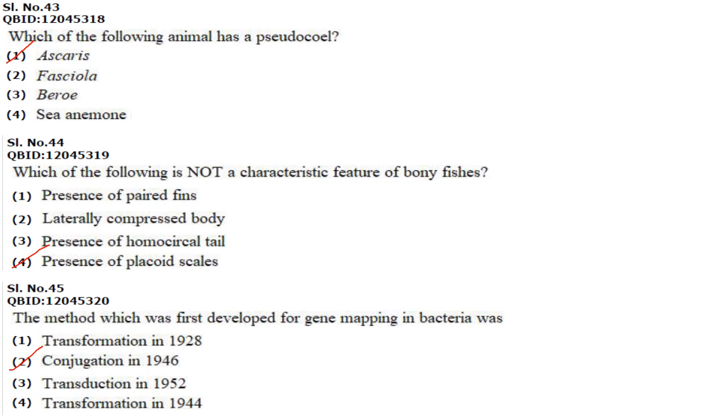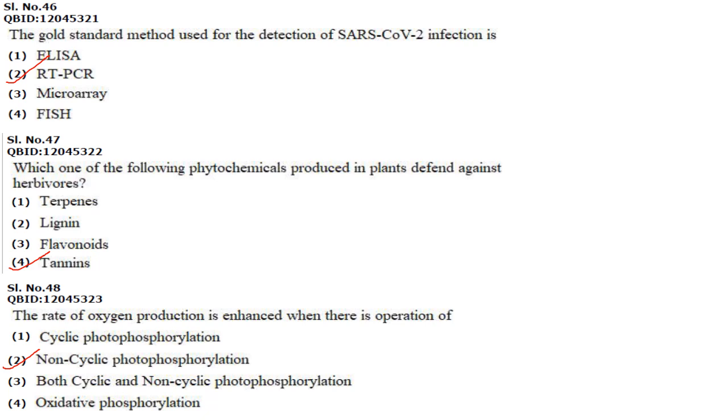The method which was first developed for gene mapping in bacteria was, so the first developed gene mapping technique in bacteria was conjugation in the year 1946. Then next one. The gold standard method used for the detection of SARS-CoV-2 infection is RT-PCR. It was there in papers, so I am not explaining much about it.